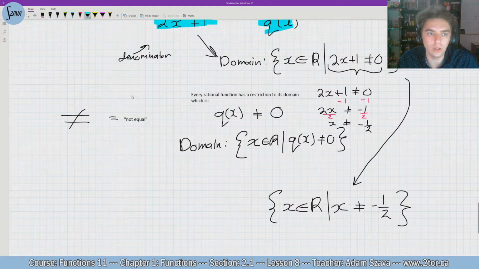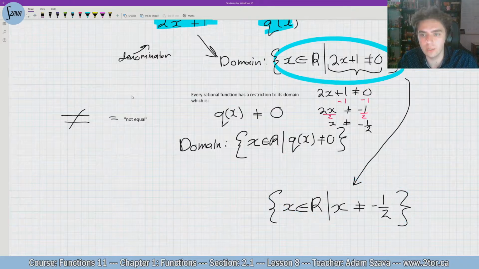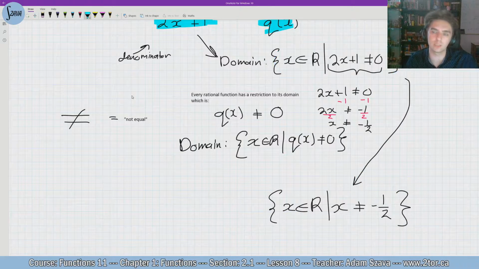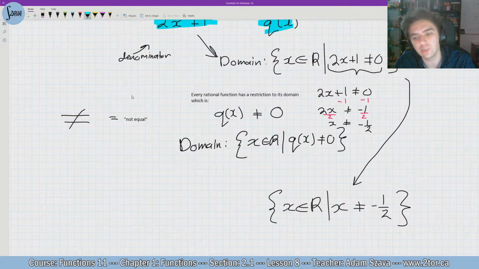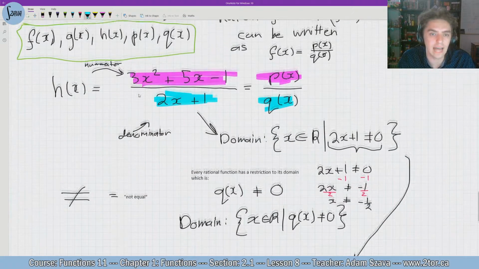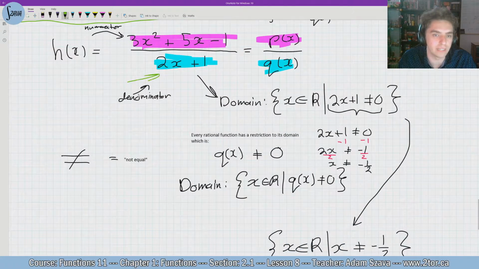These are essentially equal. This and this are equal. It's just written a little nicer, because 2x plus 1 doesn't equal 0 doesn't exactly tell us what x value we're not allowing. This one does. We're exactly saying that the x value of -1/2 isn't allowed, because that would make our denominator 0 if we put that in. If we use that as our x value, it would make our denominator 0.